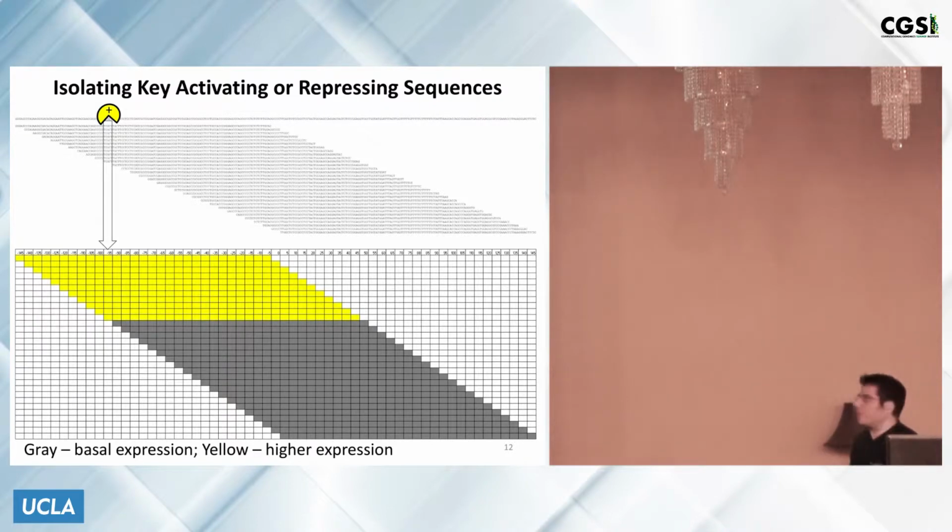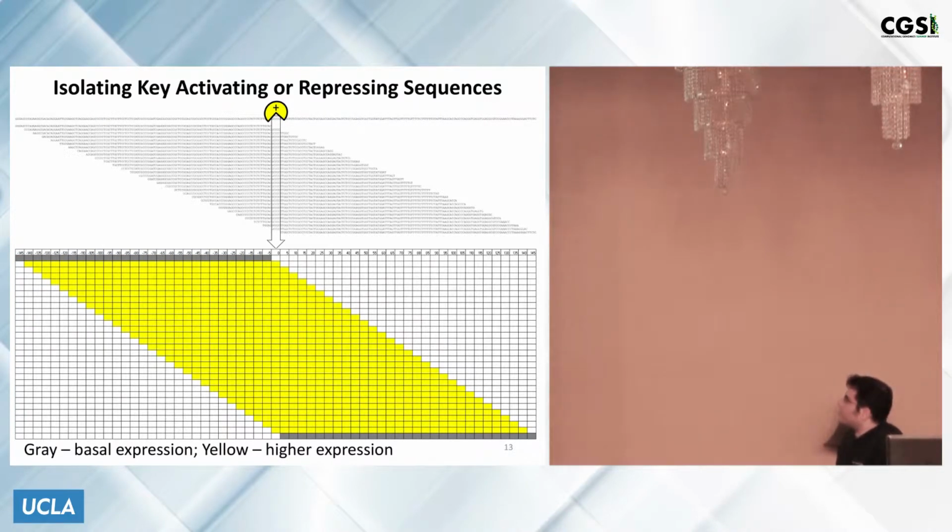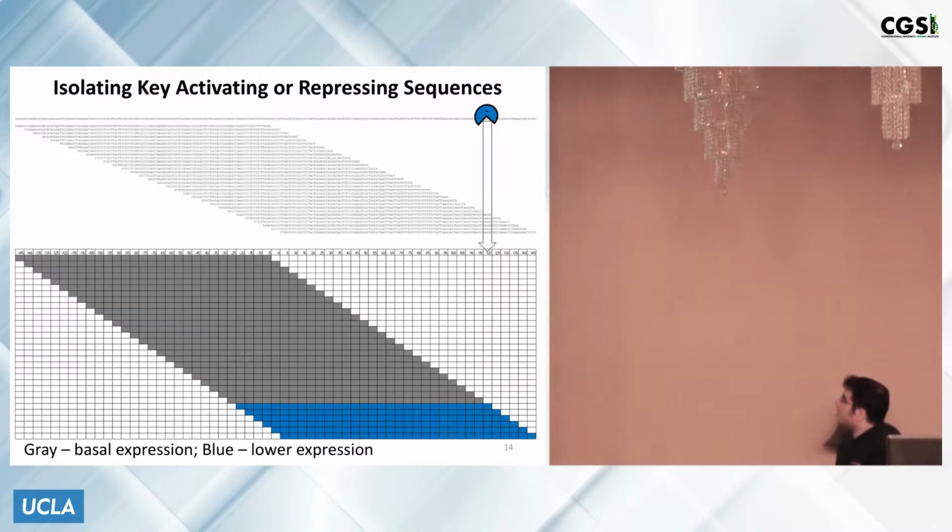Now suppose there was an important activating sequence right here that was sufficient to turn on the gene. We'd expect these tiles to have above average expression and just these ends to be at basal. And if we had a sequence right here which was sufficient to repress the gene below basal expression, we would expect to see these subsets of tiles have depleted expression and the remaining to be at basal.